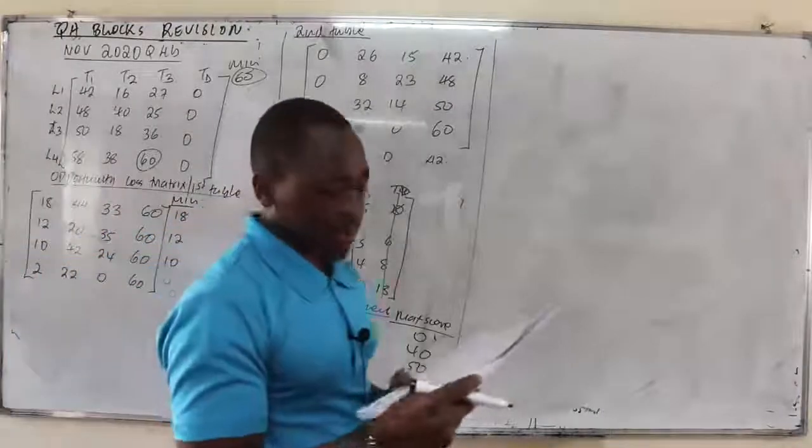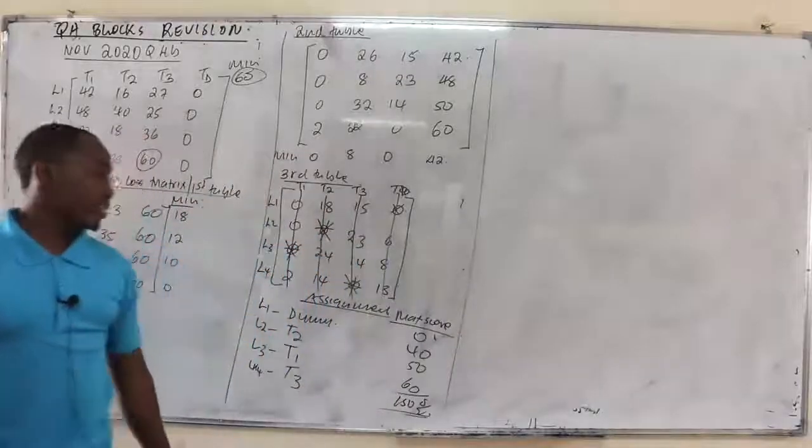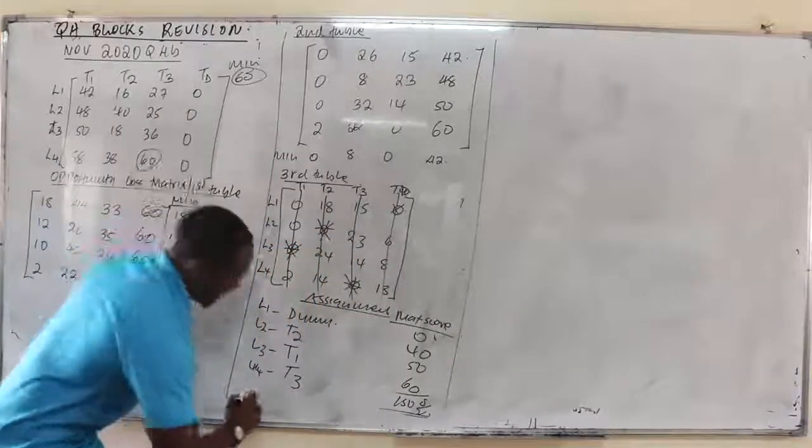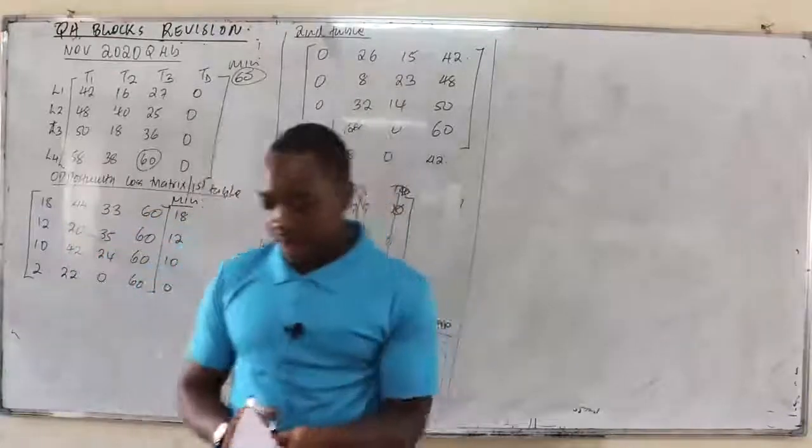Then number 3, the lecturer who will not be assigned any of the topics. Yeah, that's lecturer who? Yeah, lecturer 1. So that marks the end of that topic.